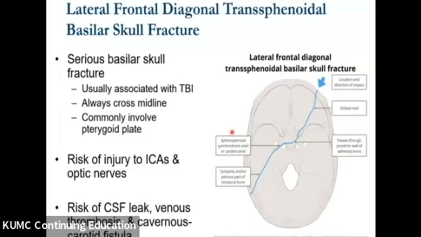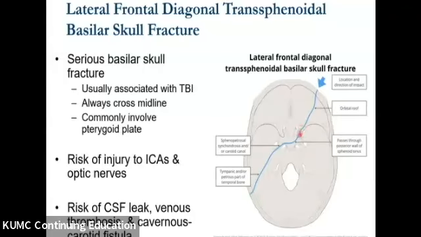So this one is a lateral frontal diagonal transsphenoidal basilar skull fracture. It's a mouthful, and it's a different beast. This is a much more serious basilar skull fracture. It's usually associated with traumatic brain injury, crosses midline, and it can involve the pterygoid plate. The reason I included it here was because the direction of impact is very similar to a ZMC. It's anterolateral. But if you look at this location and the direction of impact, this can cause a bunch of issues. It goes through the orbital roof, through the orbital apex, so your optic nerve would be at risk of injury. You're at risk for orbital apex syndrome.